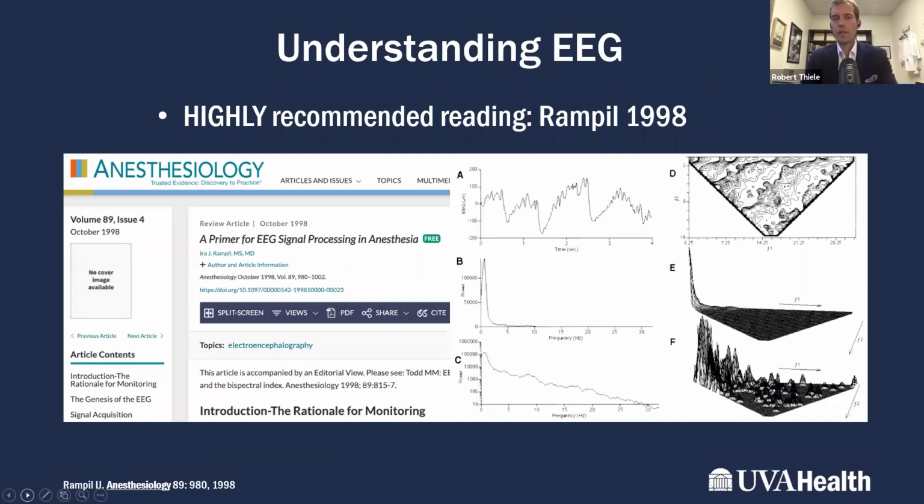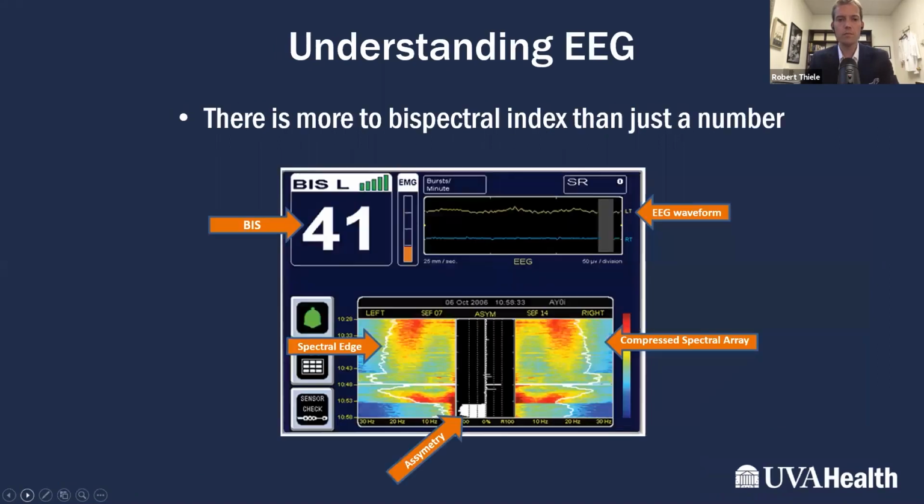So if you're interested in really understanding this, this is a really good article. It's over 20 years old now, but the brain hasn't changed in 20 years, and neither has raw EEG. And so this article in Anesthesiology is freely available. It will walk you through a lot of the science behind electroencephalography, which processed EEG is based on.